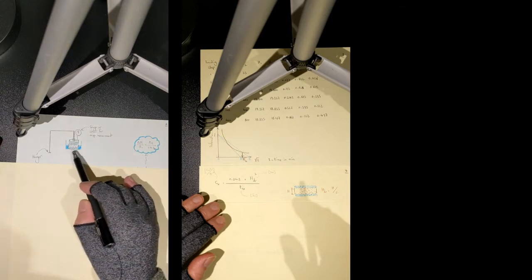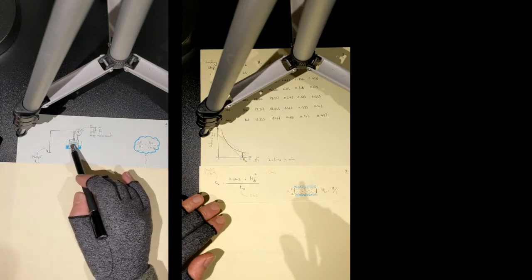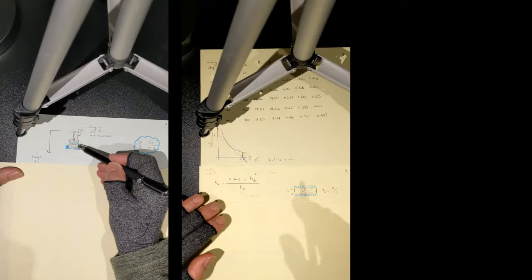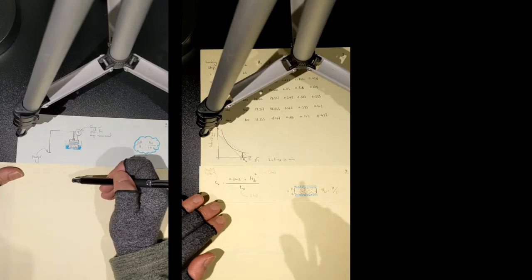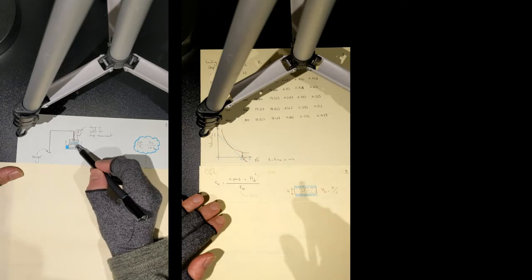So let's have a look at our consolidation test. You remember from the lecture that you have a ring. Your ring is around 75 or 50 millimeters in diameter and has a height of 20 millimeters. Your ring contains your soil sample. Your soil sample can be disturbed, but normally we go for undisturbed soil samples. That's our preference.